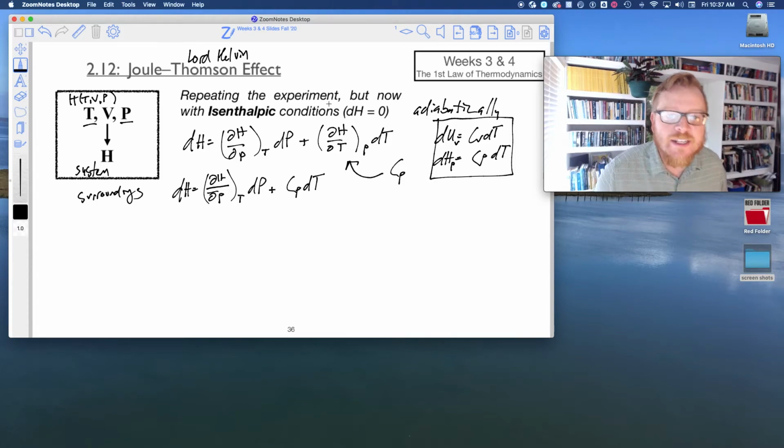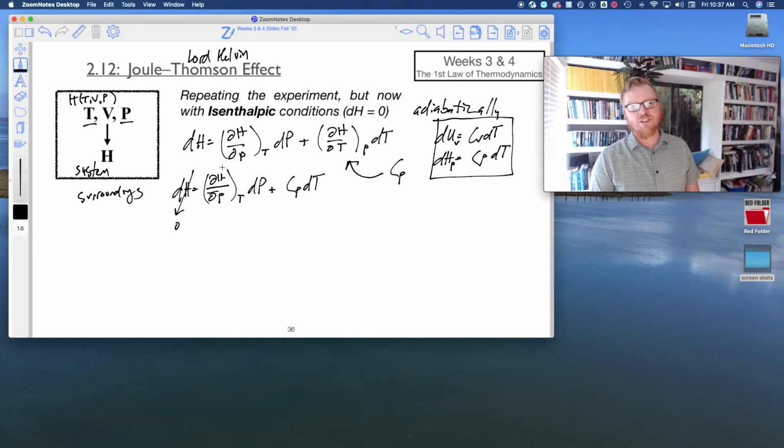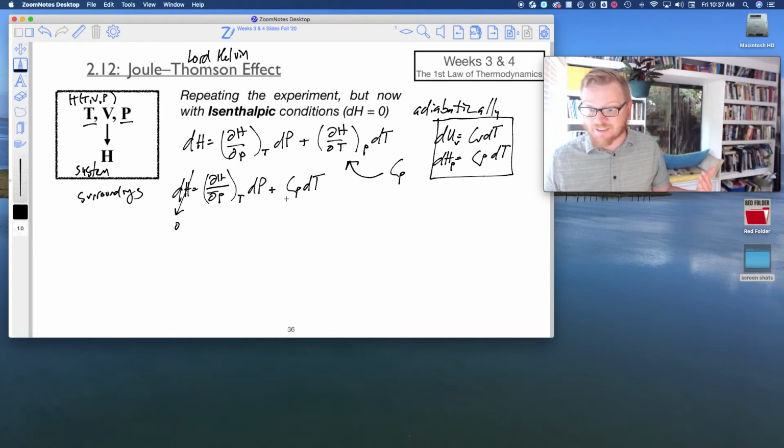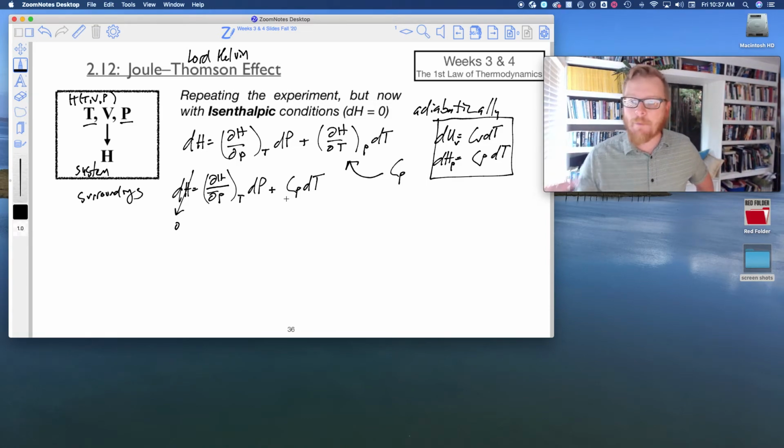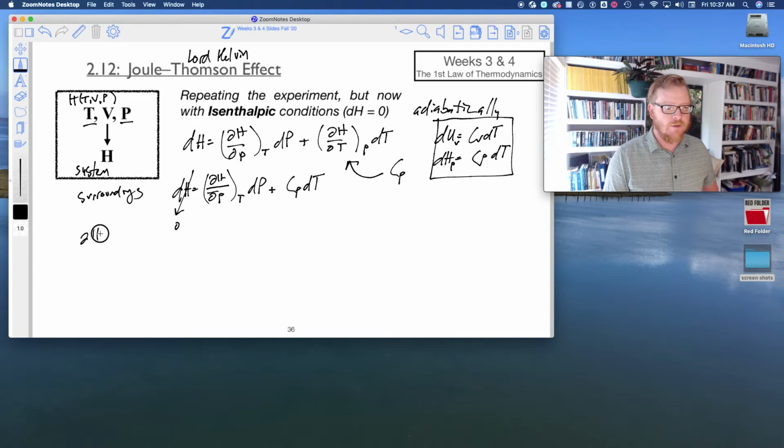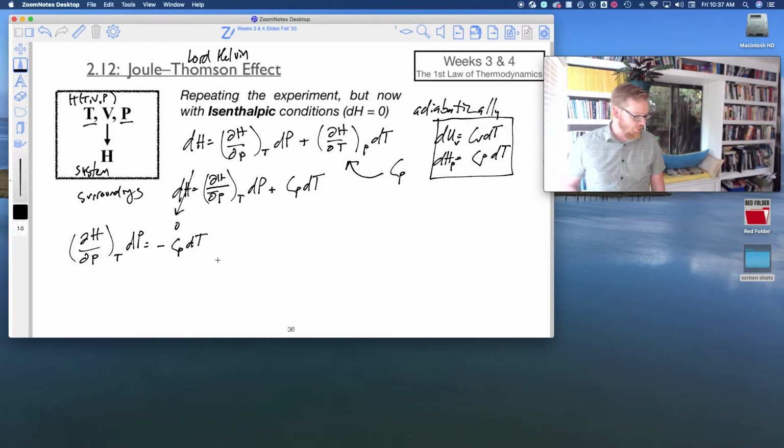Well, Joule and Thompson had concluded that they needed this experiment to be isenthalpic. And the reason for that is to eliminate variables. So for example, if this is all isenthalpic, if all of that equals 0, then we can start setting this derivative equal to this derivative because we know that they should be equal because it's an exact differential expression. And we can see what manifests as a result. So I will now write that as partial of H, partial of P, constant T, dP equals negative Cp dT. So I just subtracted Cp dT over to the other side.